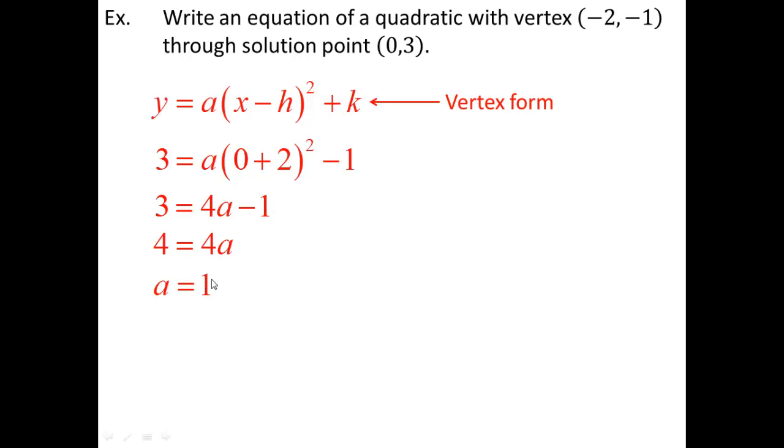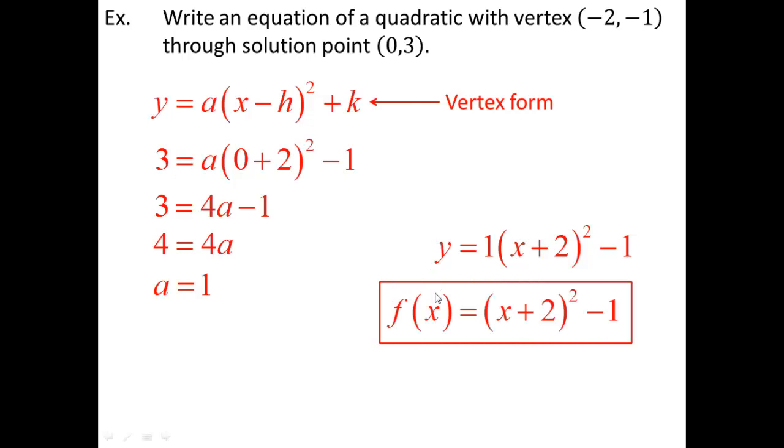So now that I know what the a value is, and I know what my original vertex was, I can rewrite my vertex form with the a value, the h value, the k value plugged in, and here I have my quadratic equation. Now, it's a little bit fancier to label it as f of x instead of y, so that's what I'll do. So here is my final answer, my quadratic equation. F of x equals x plus 2 squared minus 1. Notice I didn't have to write the a value because the a value is 1. You don't have to write a 1.